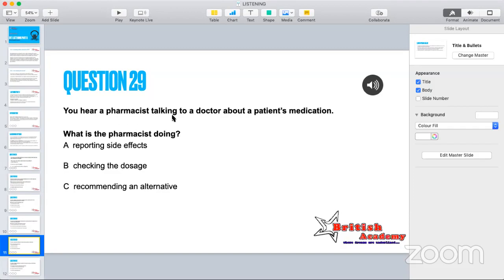So this scenario description is always important. You should pay attention. Don't ignore this. You hear a pharmacist talking to a doctor. What is the pharmacist doing? Reporting side effects, checking the dosage, recommending an alternative. Okay, now listen to it carefully. I play the audio now.